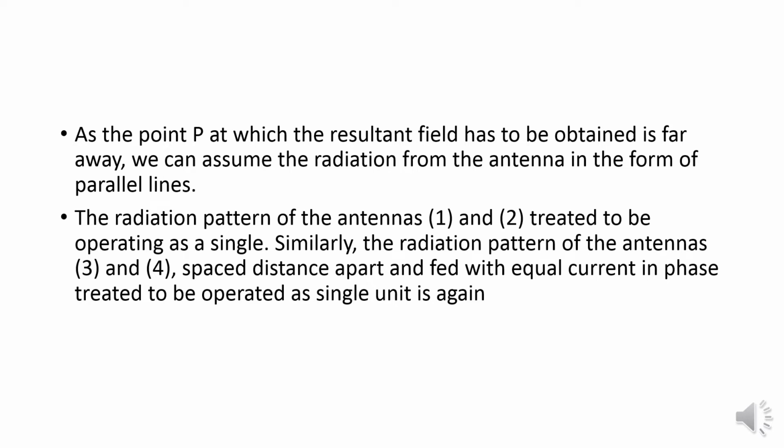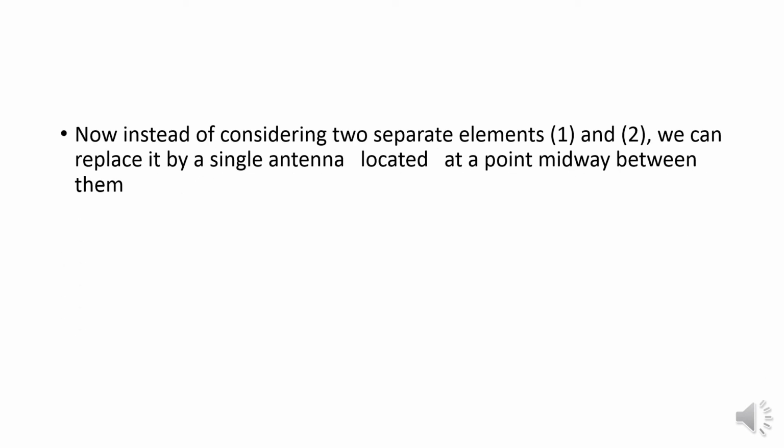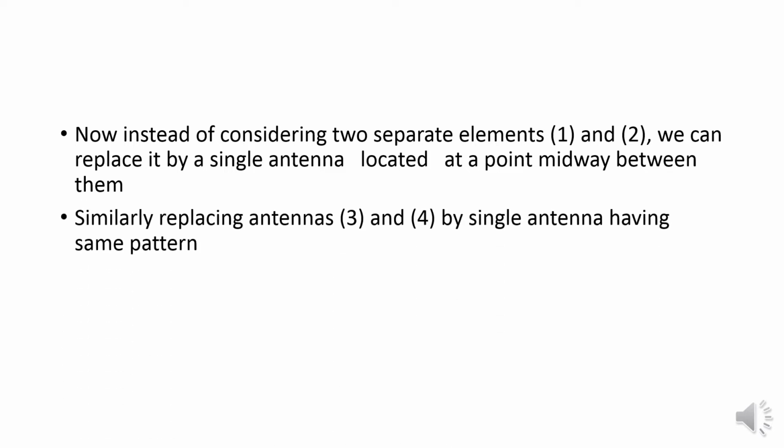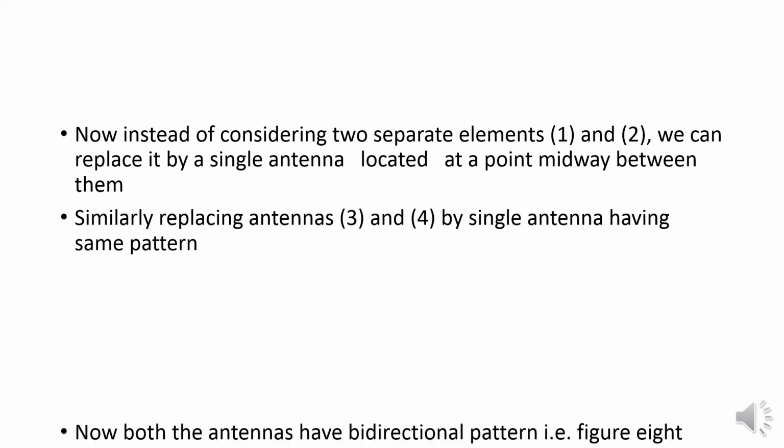So the radiation patterns obtained from antennas 1 and 2 will be treated as a single pattern obtained in the output, and similarly the radiation pattern of antennas 3 and 4, which are spaced a distance apart, but since they are fed with equal currents in phase, are also treated as operating as a single unit. So instead of considering two separate elements 1 and 2, we are going to replace them by a single antenna located at the midpoint between them. Similarly, we are going to replace antennas 3 and 4 by a single antenna having the same pattern.